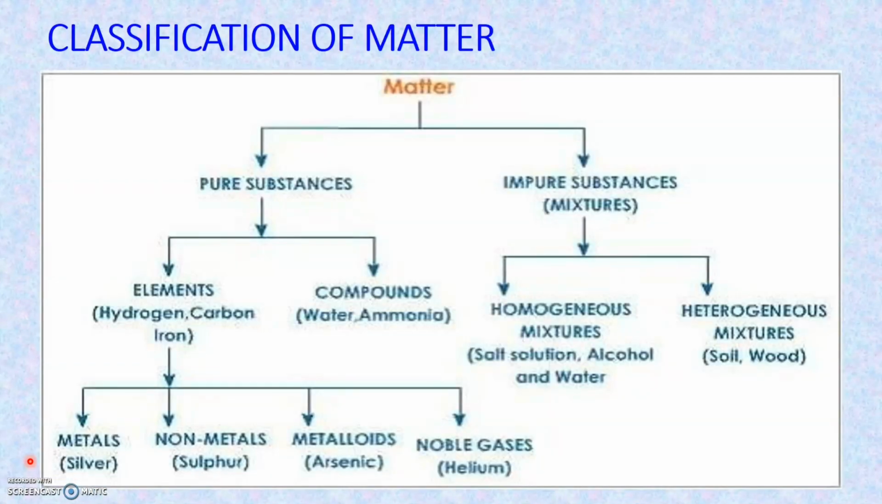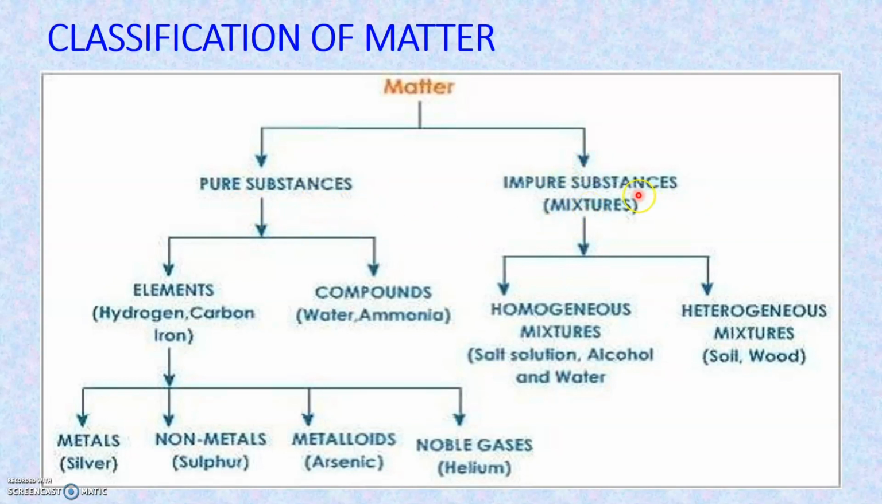All the substances that make up the universe, or in other words, everything that is present around you, including both living and non-living things, is called matter. The substances that are present around you are classified into two main categories, as pure substances and impure substances.